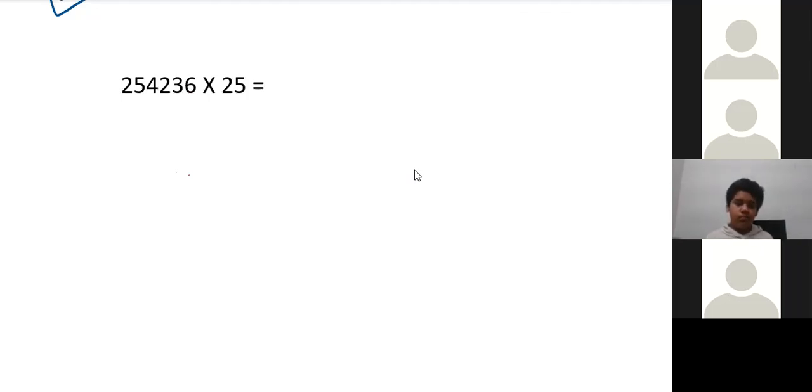So first we will divide the number by 4, which is double of divided by 2. Halving twice.